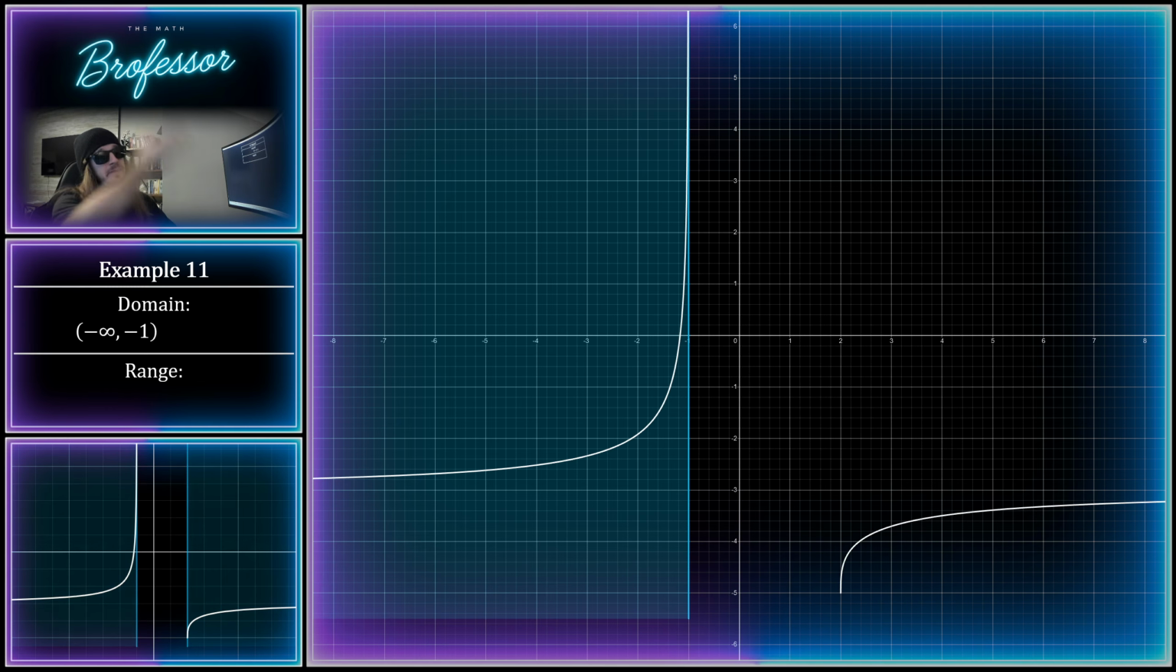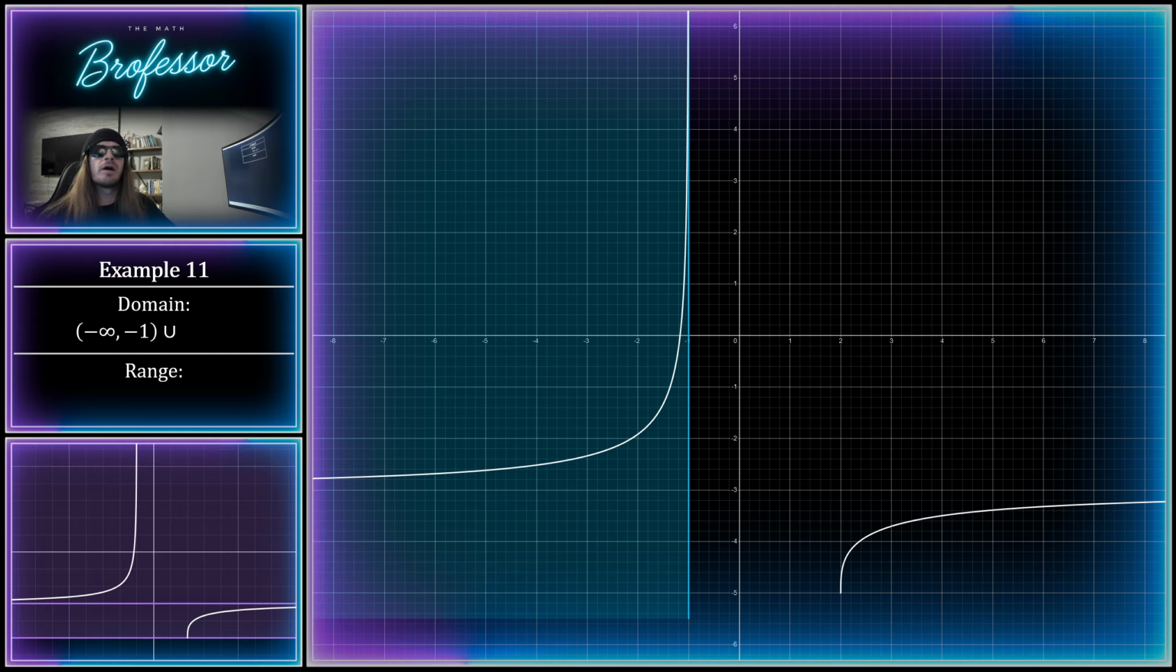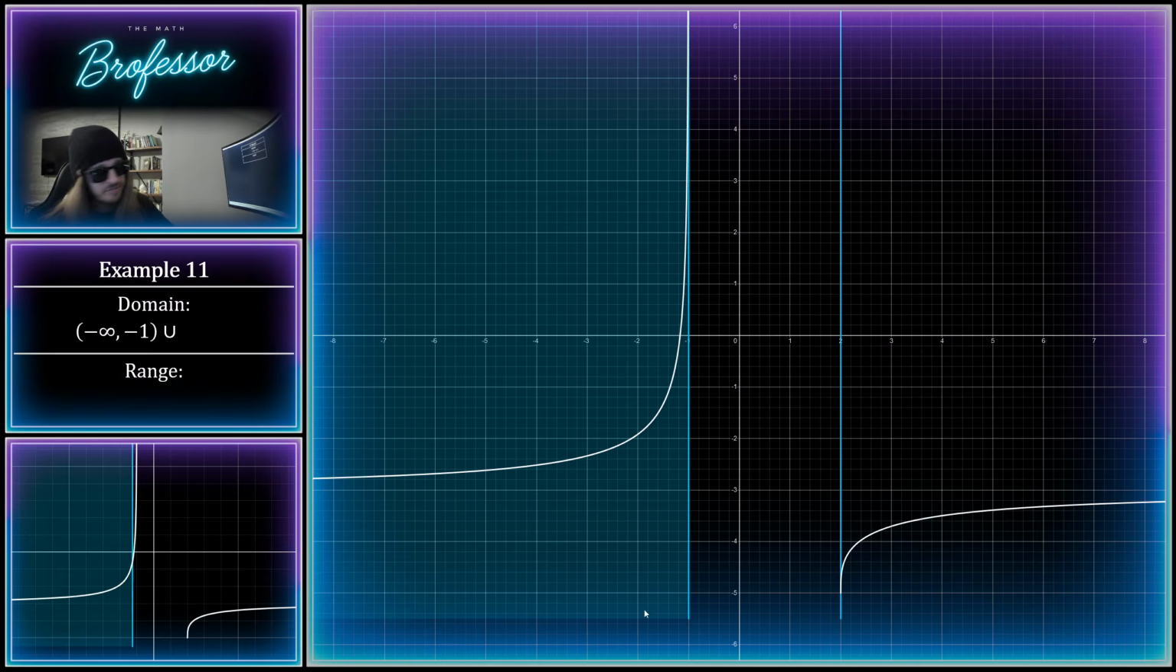Now there's a whole other piece of this graph over here, so we're going to need a union symbol. And let's keep going. We're gonna cover this whole gap. There's no graph in this gap between -1 to 2. There's nothing. The graph starts again at +2.